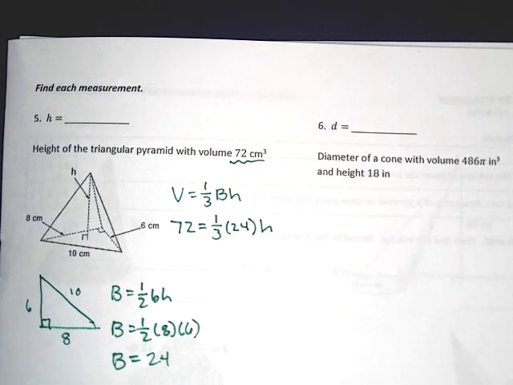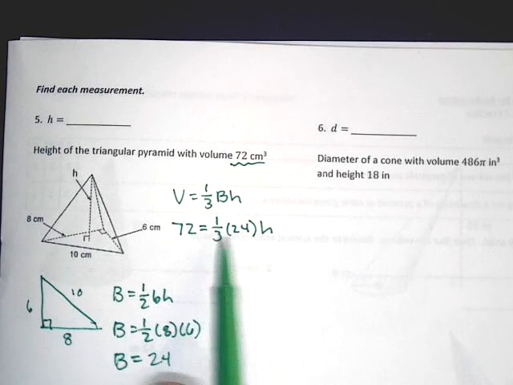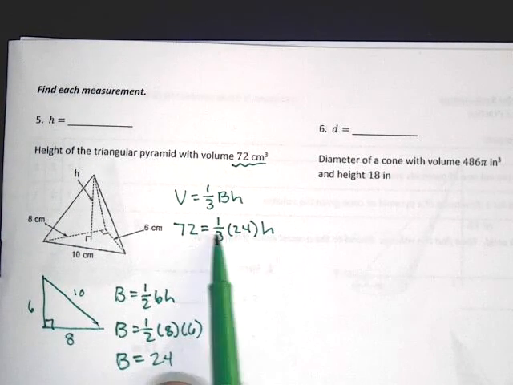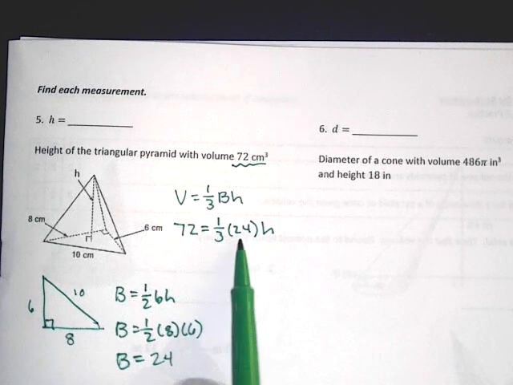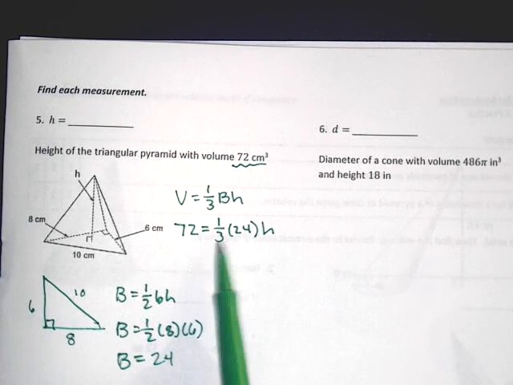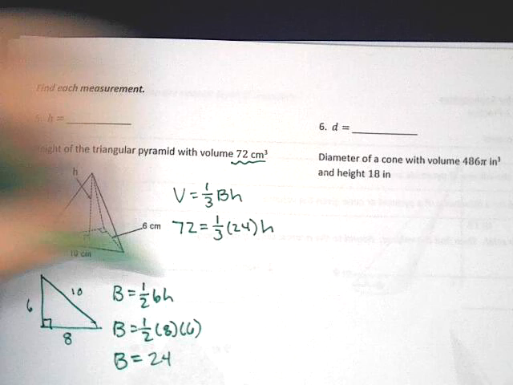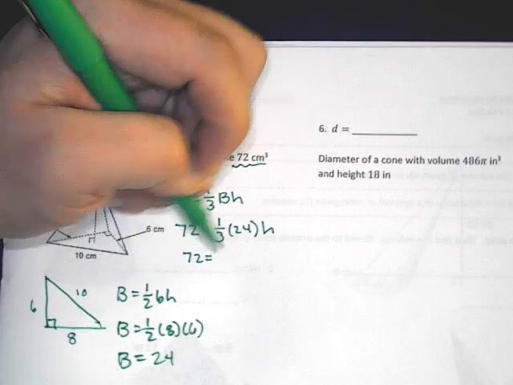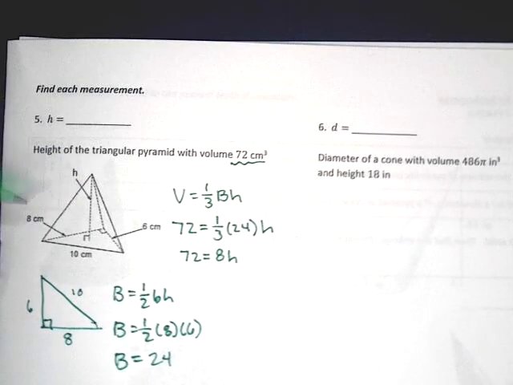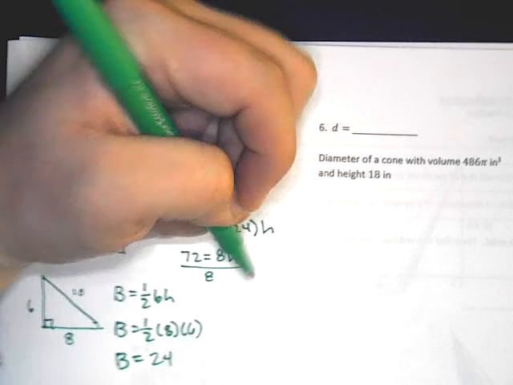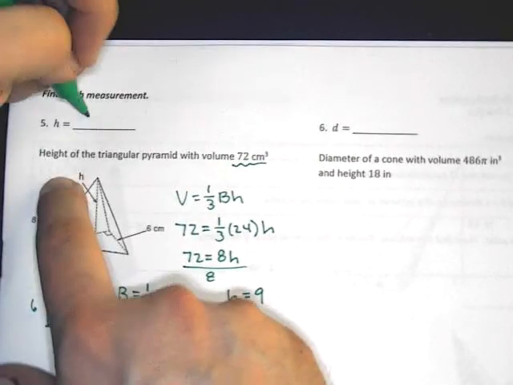Guys, this comes back to your algebra skills. I know that I have 1/3 times 24 times h, so I'm just going to multiply these two things together. Remember, multiplying by 1/3 is the same as dividing by 3, so this actually just turns into 8h. And then when I divide both sides by 8, I end up getting that the height is 9 centimeters.